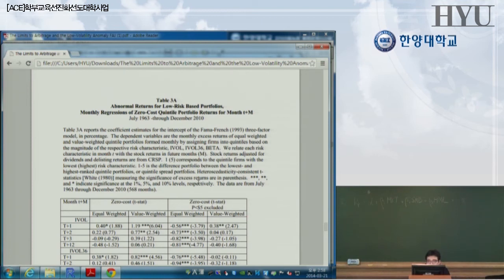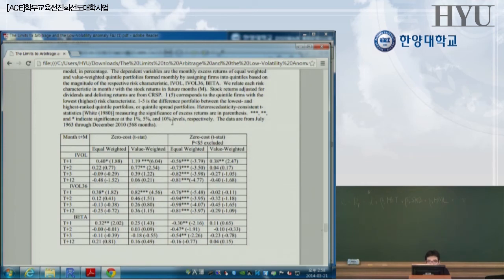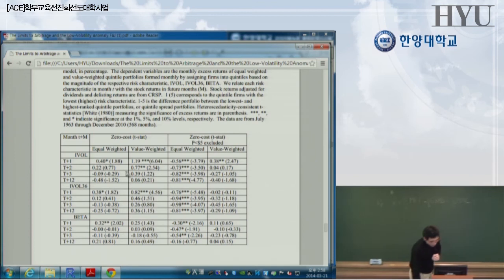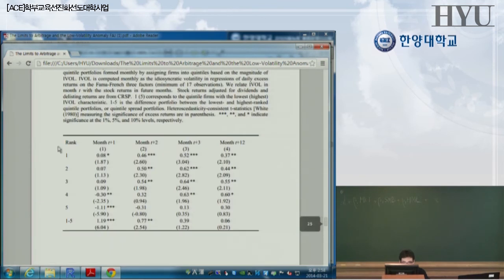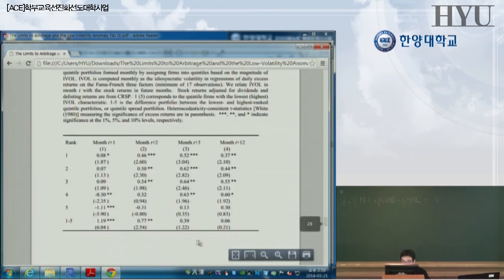Again, we calculate the numbers based on heteroscedasticity-consistent t-statistics, just a cool way of calculating the t-value, measuring the significance of excess returns, in parentheses. 3 star, 2 star, 1 star, which is 1%, 5%, 10% significance levels. Let's look at this. Okay. This number is exactly the same as the numbers on the previous page. So in the value-weighted portfolio, once we take a long short position of the low volatility and high volatility stock, our return in the first month is 1.19%, right? This is the same as this one. Next month is 0.77%, which is this number. Third month is this one and this one, 0.39 and 0.06, right? Exactly this number, right?